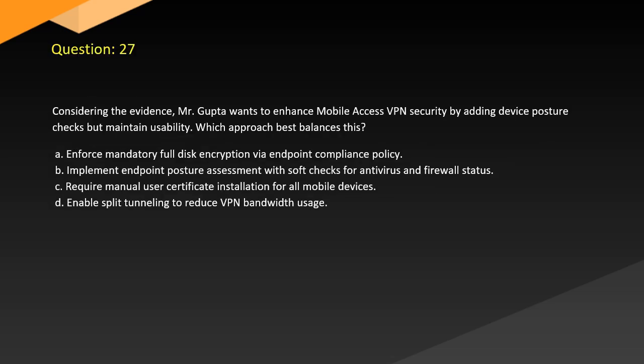Question 27. Gupta wants to enhance mobile access VPN security by adding device posture checks but maintain usability. Which approach best balances this? A. Enforce mandatory full disk encryption via endpoint compliance policy. B. Implement endpoint posture assessment with soft checks for antivirus and firewall status. C. Require manual user certificate installation for all mobile devices. D. Enable split tunneling to reduce VPN bandwidth usage.